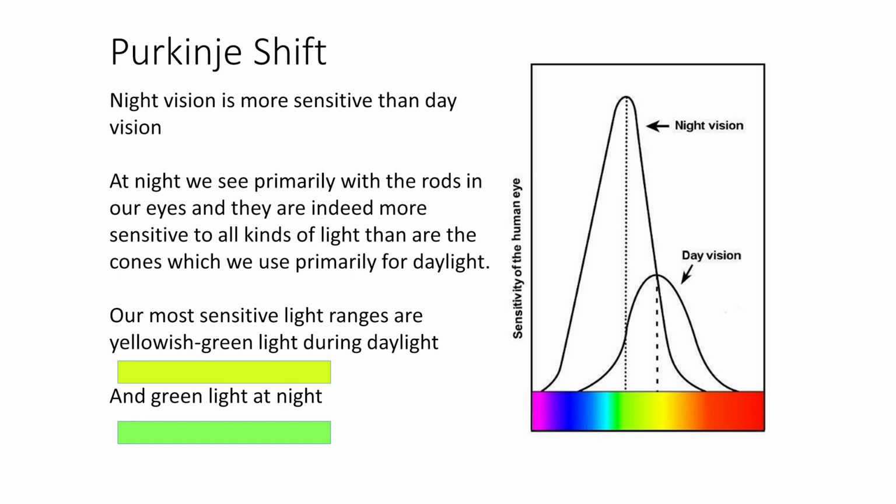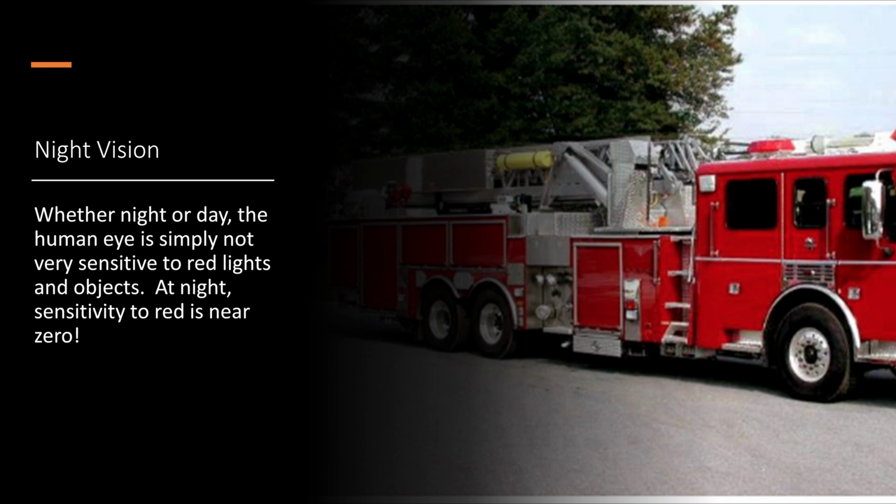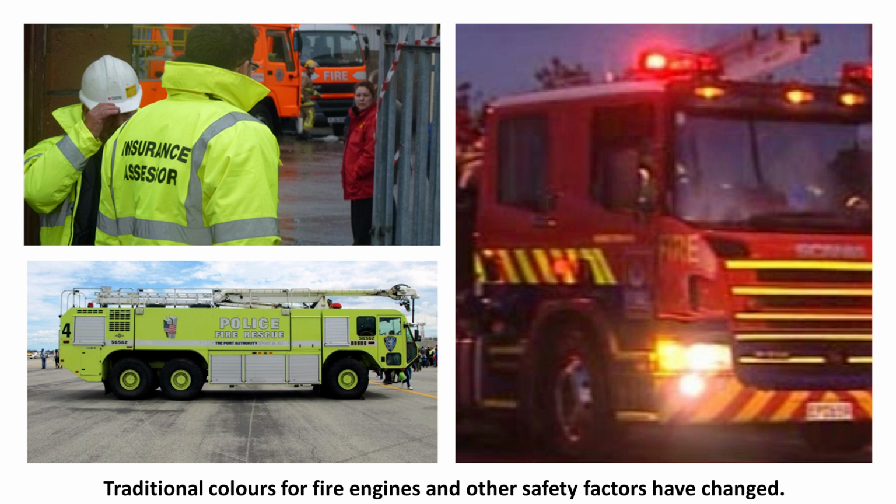Night vision is also more sensitive than day vision. At night, we primarily see with rods because they're more sensitive to light. Our most light-sensitive ranges are yellow-green during daylight and pure green at night. Whether it's night or day, we're not very sensitive to red lights or objects. And at night, sensitivity to red is near zero. For this reason, you may have noticed that new fire trucks are now yellow instead of red, and most high-visibility clothing and reflectors are yellow-green.